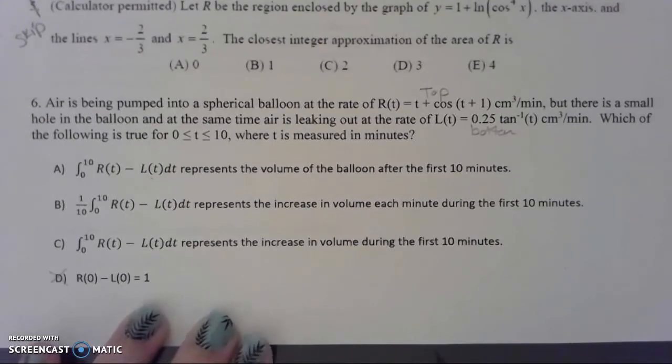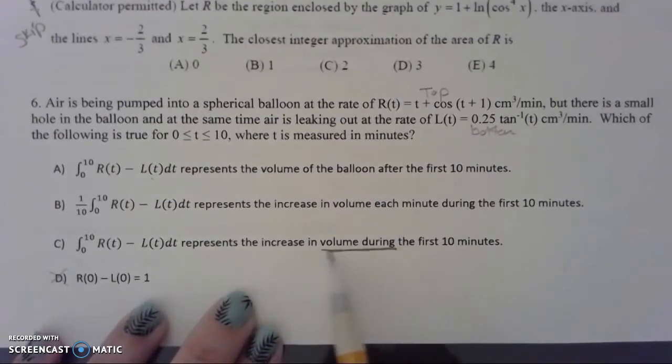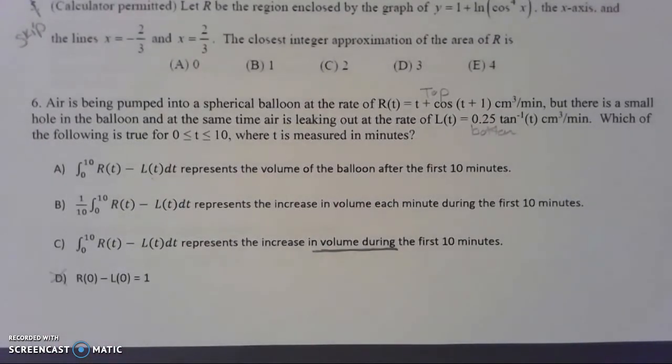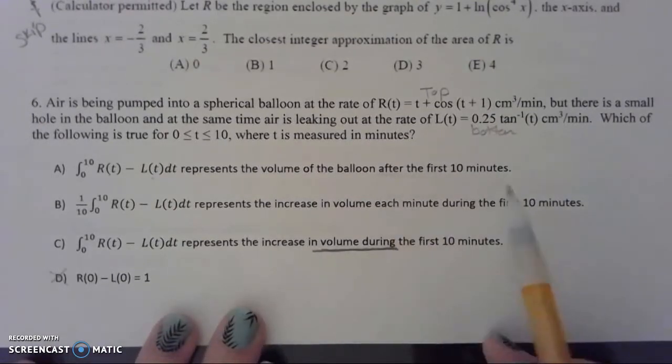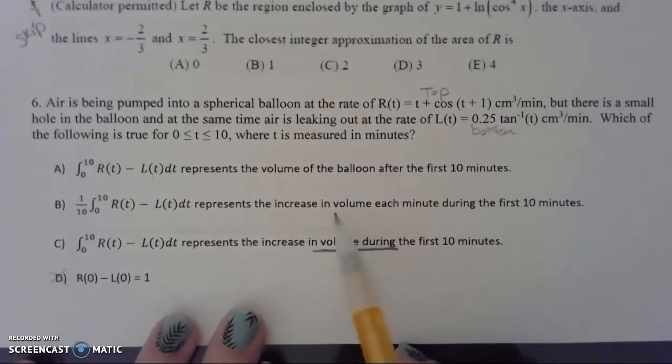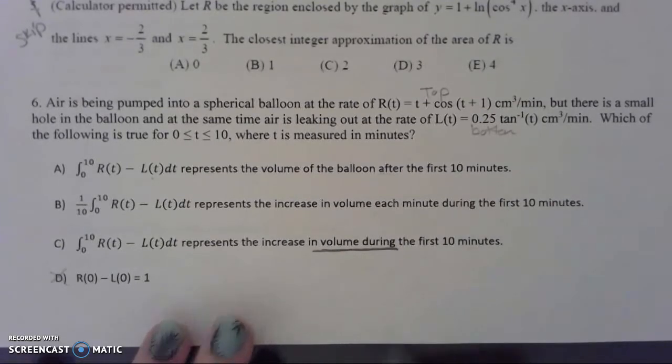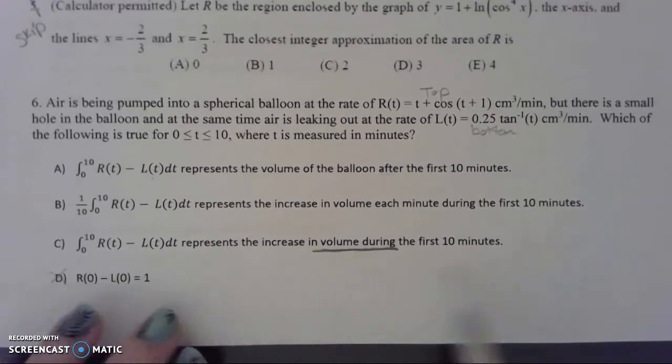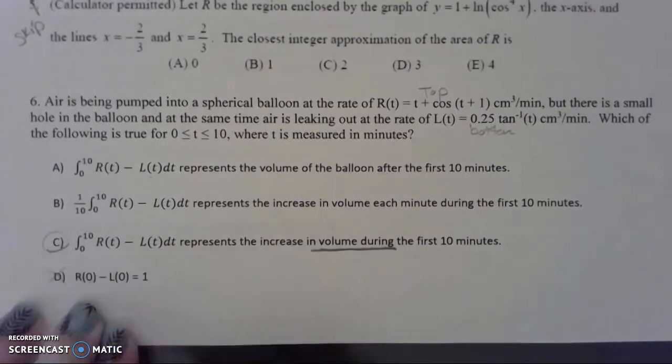So it's all in the wording on this one. You need to make sure that you know that what we're finding is our volume during those first 10 minutes. So that's going to give us our volume for those first 10 minutes, not what's after, not what they have after the fact. Not the increase in the volume each minute, because that's going to tell you each individual. This is going to tell you the whole thing. So this one should be C.